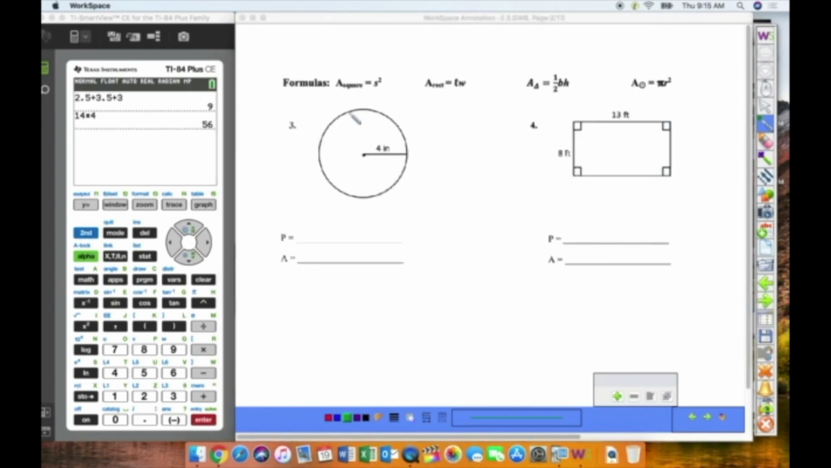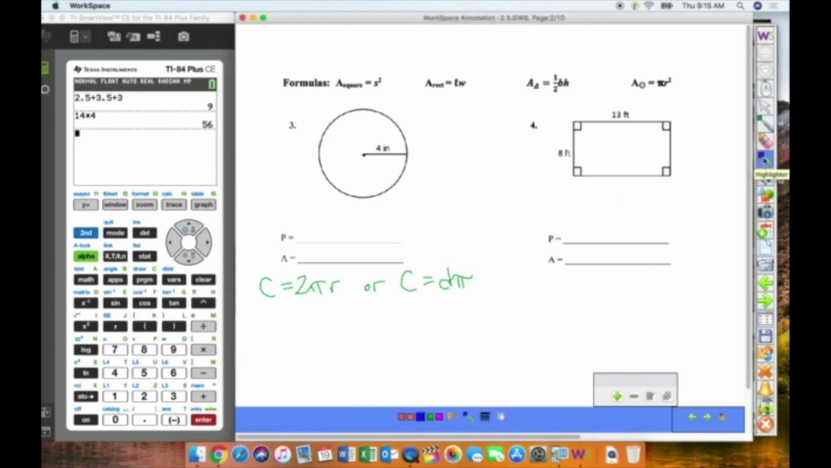All right, next guy is a circle. So the perimeter of the circle, there is no such thing as the perimeter of the circle. So we're going to show work on both perimeter and area. There is no perimeter of the circle, though. It's called circumference. So the circumference of a circle is either going to be 2 pi r, or it's going to be circumference is diameter times pi. It just depends on what given information you have. They are the same thing.